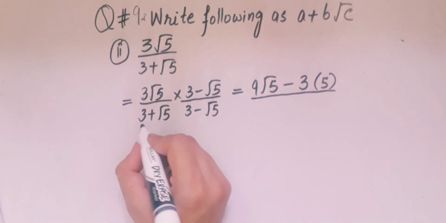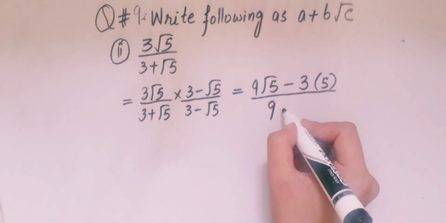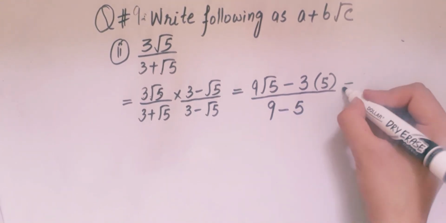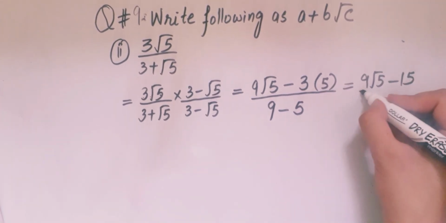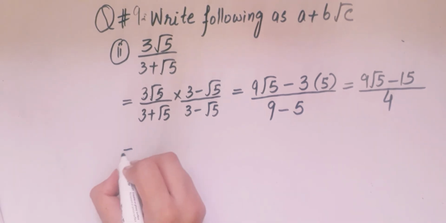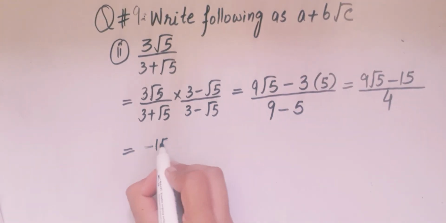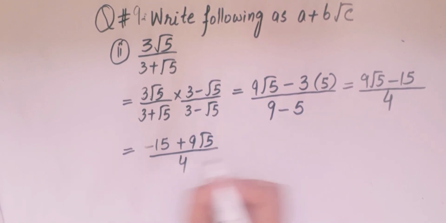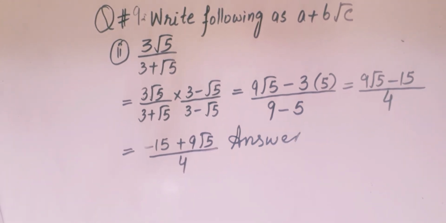Here we apply the formula of A square minus B square. According to that, 3 into 3 is 9 minus 5. So we have 9 square root of 5 minus 15 by 9 minus 5 is 4. So we will convert this to A plus B square root of C, that is minus 15 plus 9 square root of 5 by 4. So this is the answer of this question. I hope you can understand.